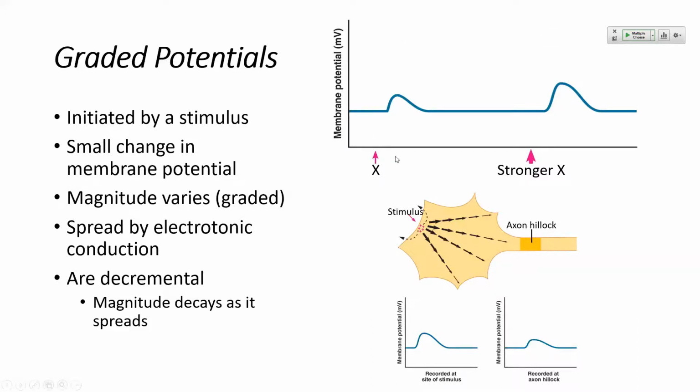So in this image, we can see that there's a small potential here, there's a stronger potential here, but neither of these have enough of a change to generate an action potential. Okay. And at the bottom here, we can see how that potential dissipates from the site of the stimulus as it moves towards the axon hillock.